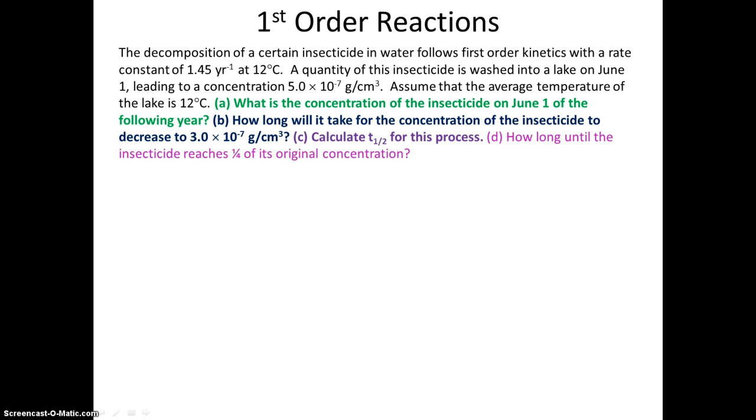Applying this to a reaction, we'll take a look at the following question. The decomposition of a certain insecticide in water follows first order kinetics with a rate constant of 1.45 per year at 12 degrees Celsius. Some quantity of this insecticide is washed into a lake on June the 1st, and the concentration is measured to be 5 times 10 to the minus 7th grams per cubic centimeter of water. Assume that the average temperature of the lake remains 12 degrees Celsius. What will the concentration of the insecticide be on June 1st of the following year?